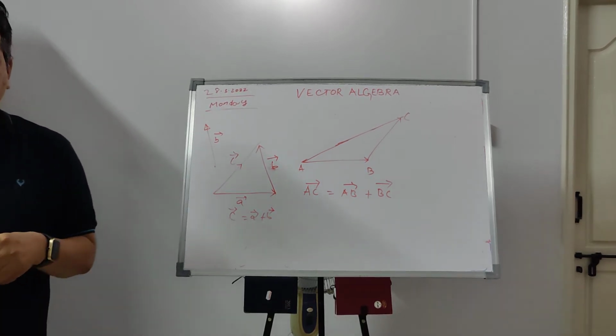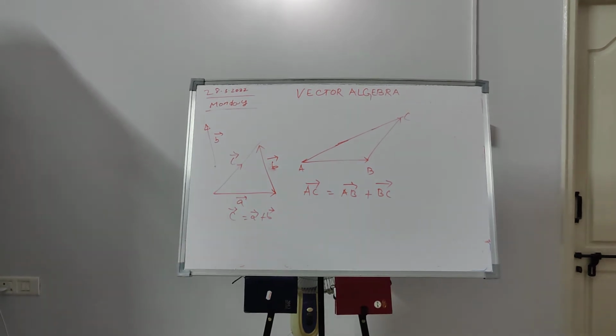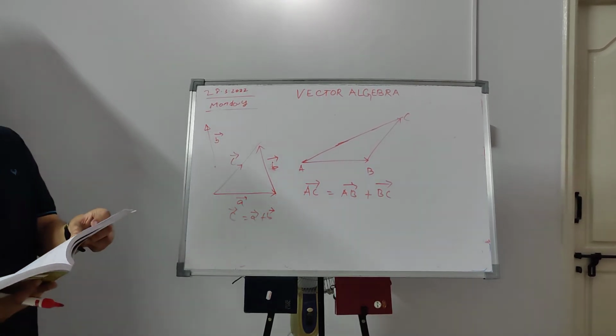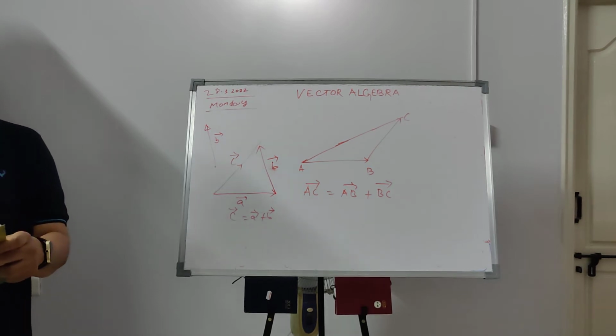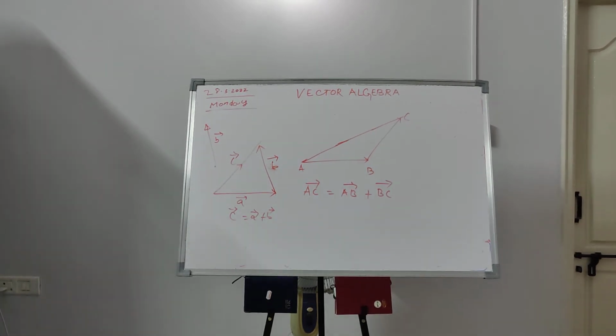So this is how we do vector addition. Okay. So that is about vector addition. There are some examples given on vector addition that you can practice. There are some laws related to vector addition: vector addition is commutative in nature, and it is associative in nature. I'll show an example.